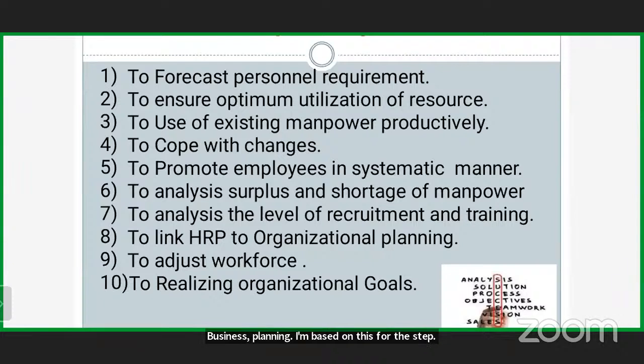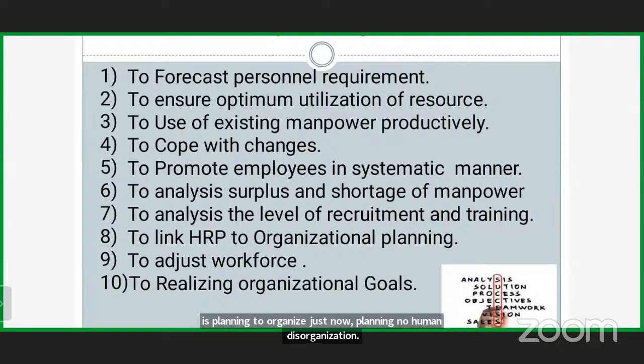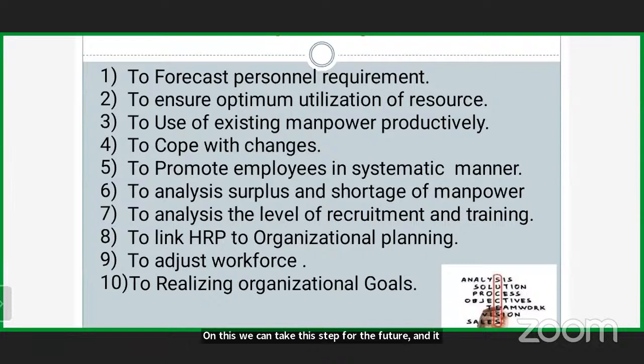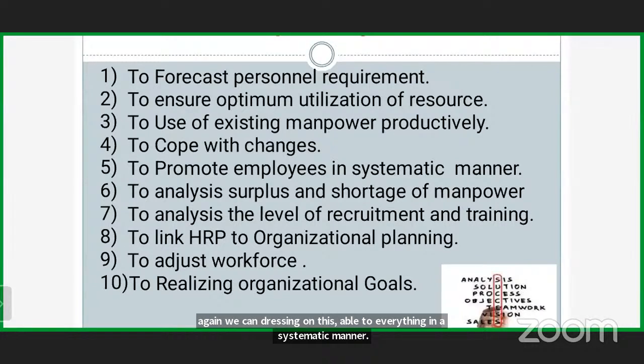Human resource planning analyzes and links human resource planning to organizational planning. What is the planning of the organization? Basing on this, we can analyze the level of planning of human resource, and we can take steps for the future. It adjusts our workforce as per the demand. We can supply the manpower, right? So basing on this, we can adjust the workforce. If we do everything in a systematic manner, we can achieve the organization goals and objectives. So this is why human resource planning is so important for the organization.